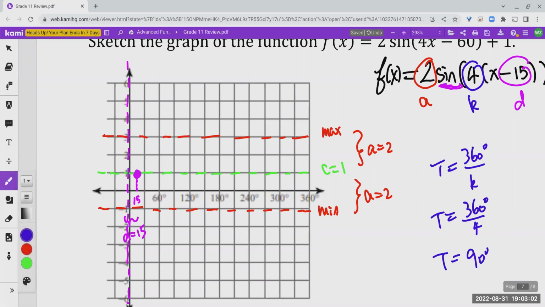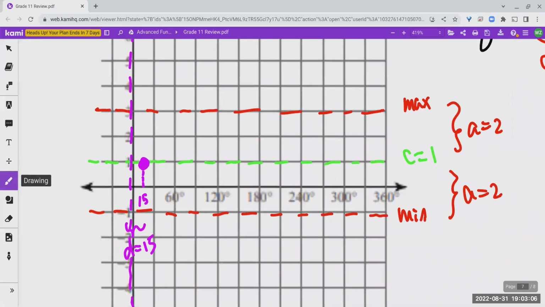So 15 plus 90 is here. Right, because I know if this is 90 plus 15, it must be there. And 90 plus 15 is 105.